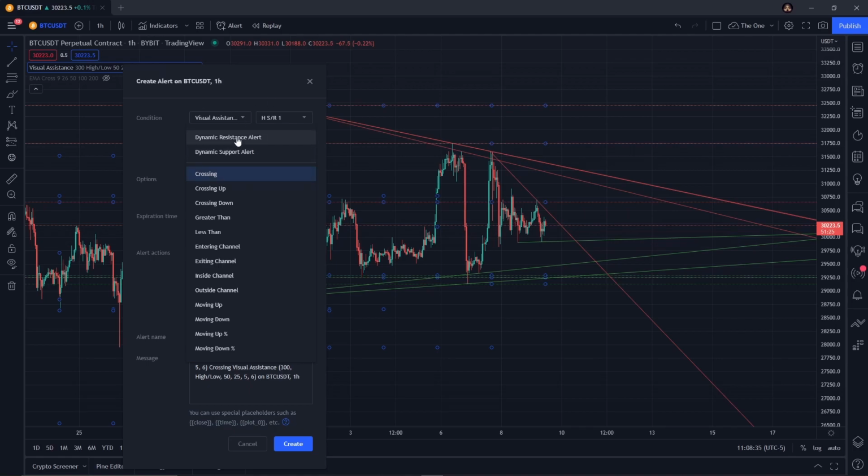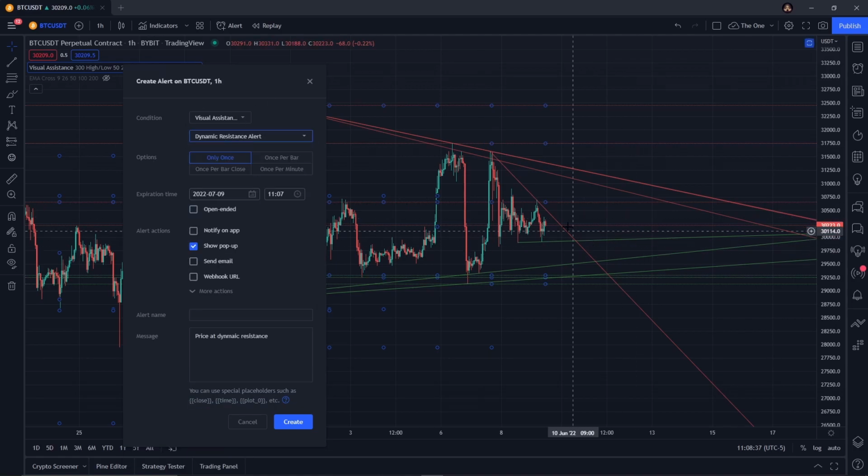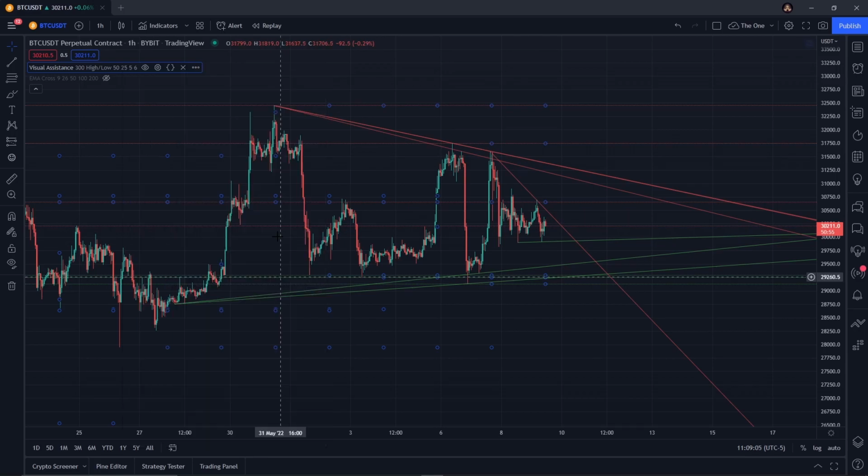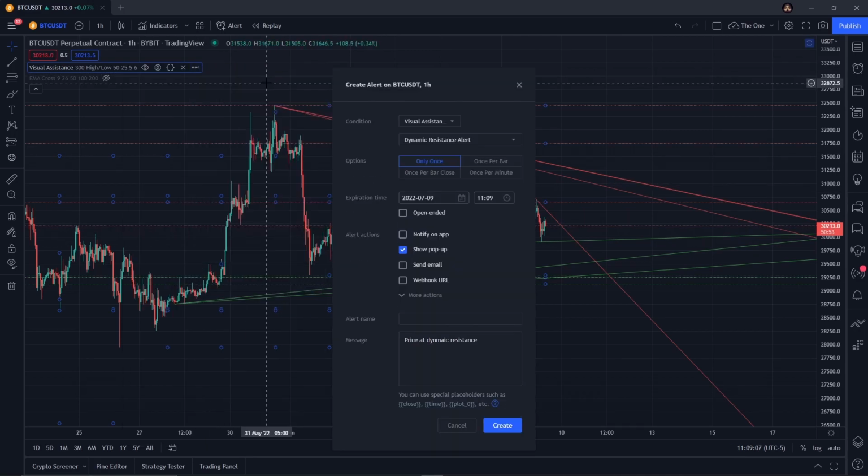So when the price crosses dynamic resistance, so that means if price comes up, whenever it breaks over this line, you'll get an alert. And if we set it to go where dynamic support, then when price comes down here, if it doesn't come up here and it breaks down here instead, we'll get an alert whenever price gets to that point. And it'll say price at dynamic support. Then you can go ahead and name it whatever you'd like. You can create that. So now we have one for dynamic support.